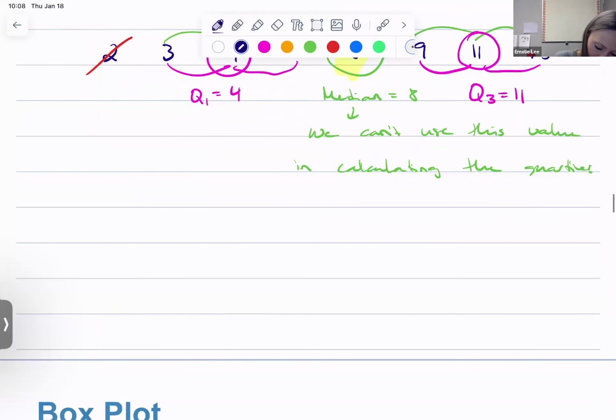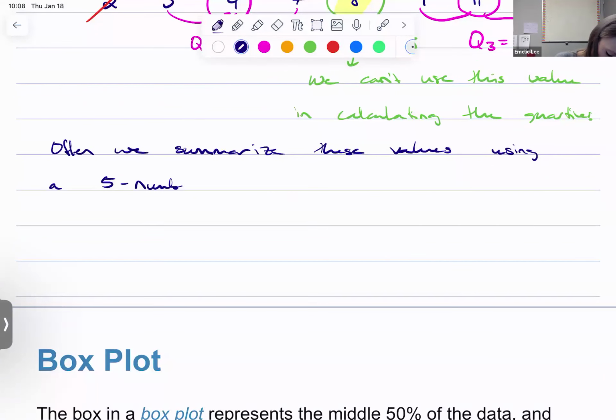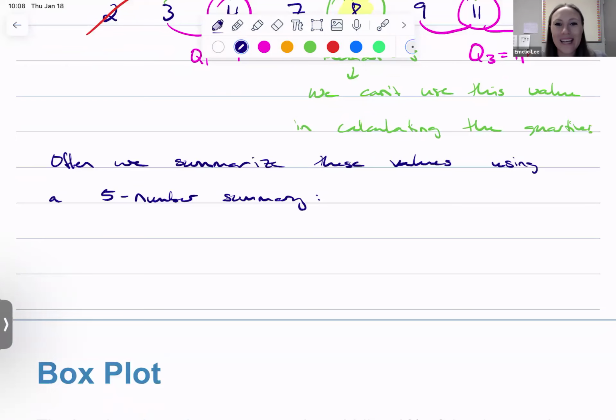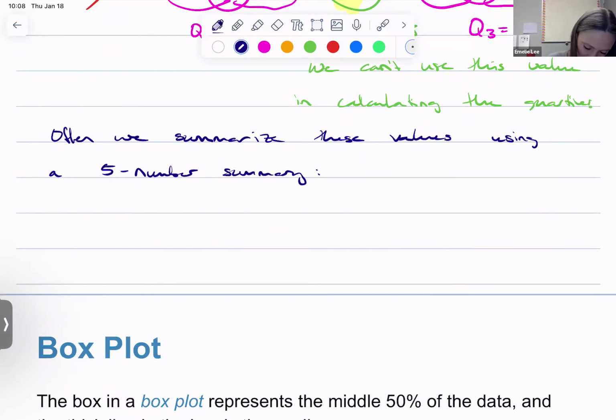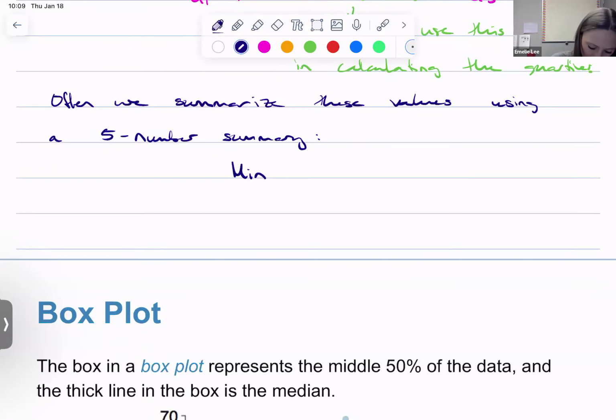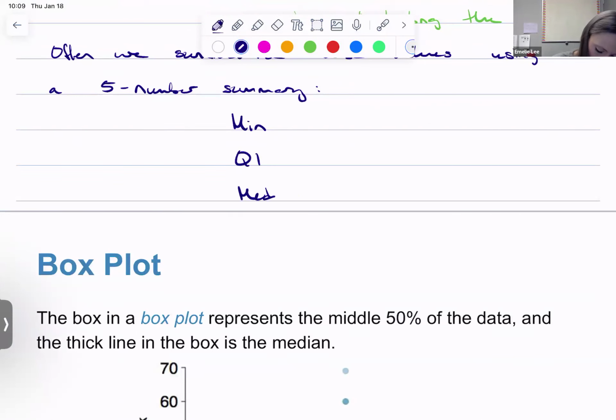We can summarize these values using a 5-number summary. The 5-number summary is a numerical summary of the values that split the data into quarters. And so the 5 numbers are these, and I'll write them here. The minimum, Q1, the median, Q3, and the maximum. Okay, they have to be in this order. Must be in this order.